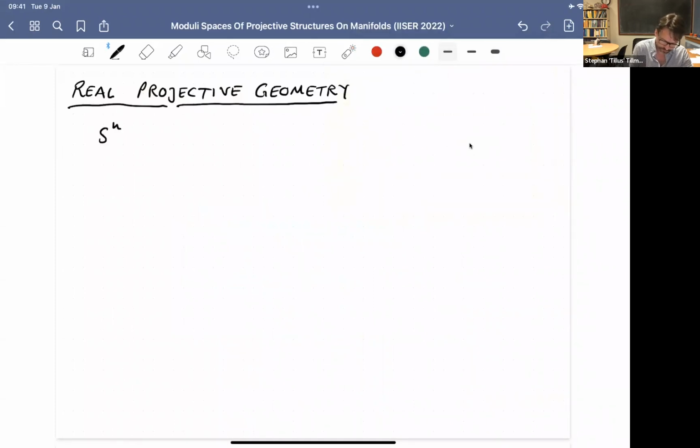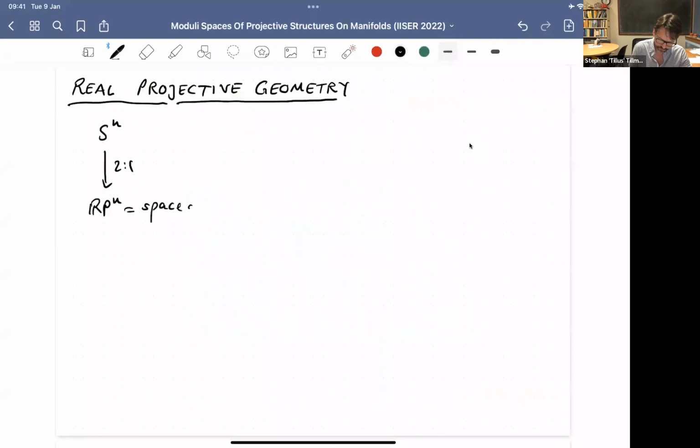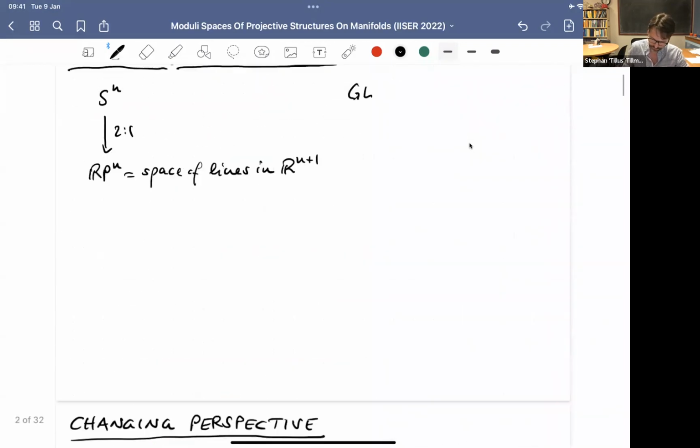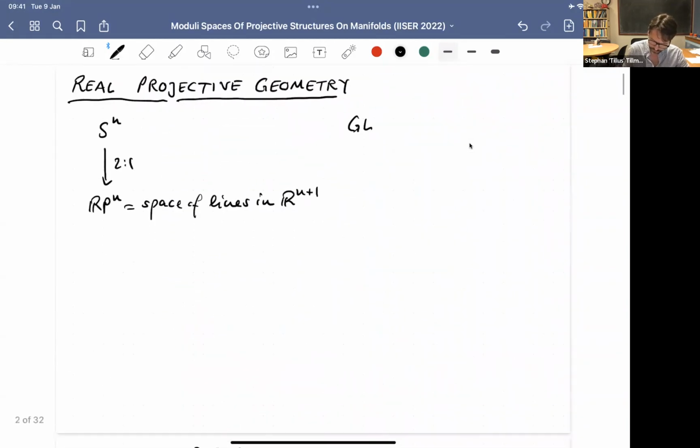So the n-sphere 2-to-1 covers, just by the antipodal map, the real projective space RP^n, but I also think of this as a space of lines in R^(n+1). And so what we get from this is the group action from the general linear groups. So GL(n+1, R) of course acts on the lines in R^(n+1).